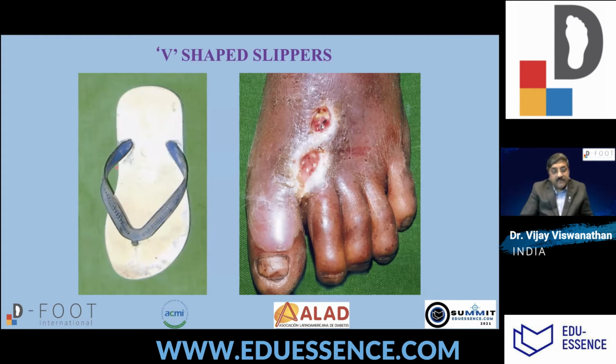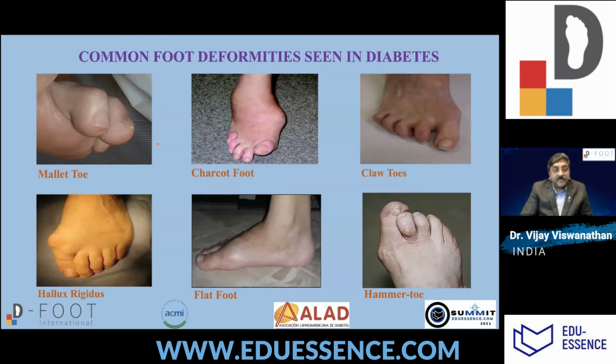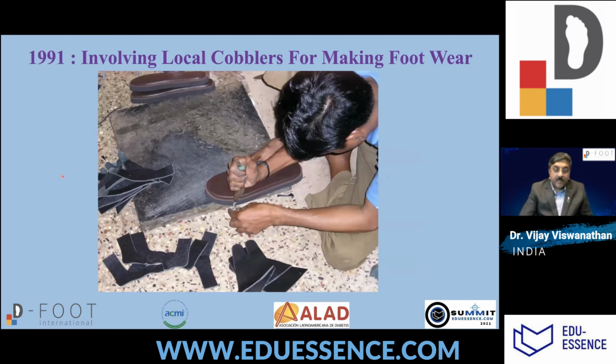Now, this is a typical footwear which is worn in India, which is very cheap. It costs only about $2. But you see what damage it can cause in an insensate foot where there is no sensation. And then there are people who have deformities like these, who should not be wearing such footwear. They need customized footwear. So, in the next 2 minutes, I'm going to tell you how we have developed footwear in Chennai, in India.